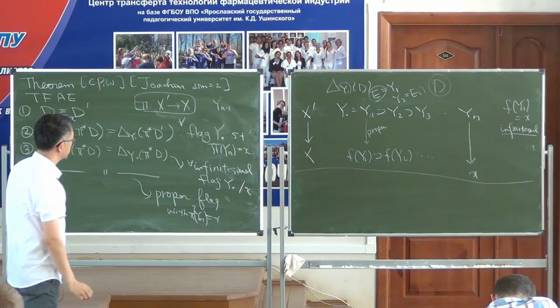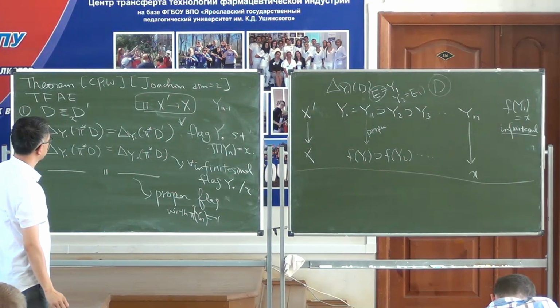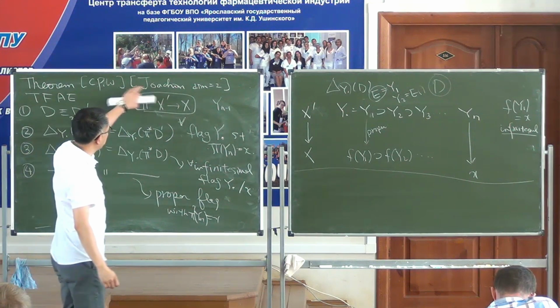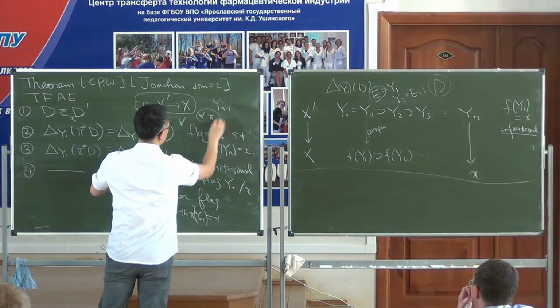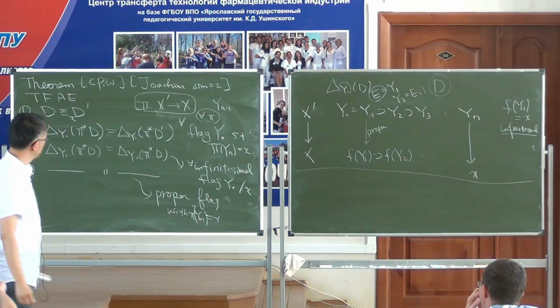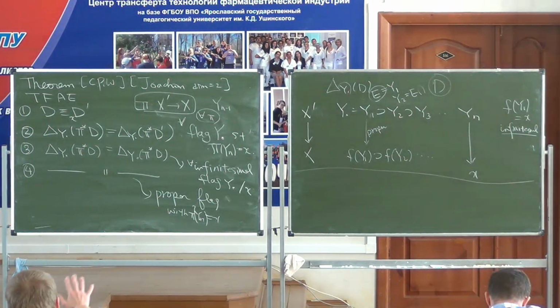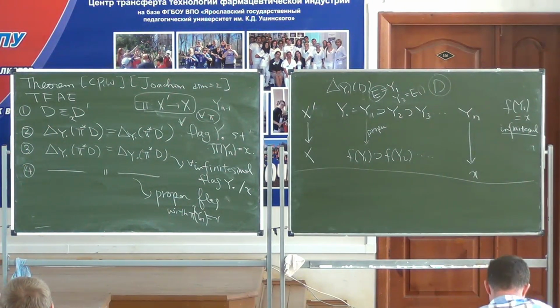So we fix it from the very beginning, or we also vary over all birational morphisms. So we vary the morphism pi. So the second condition is that for every pi, and every flag with this property, the following holds.